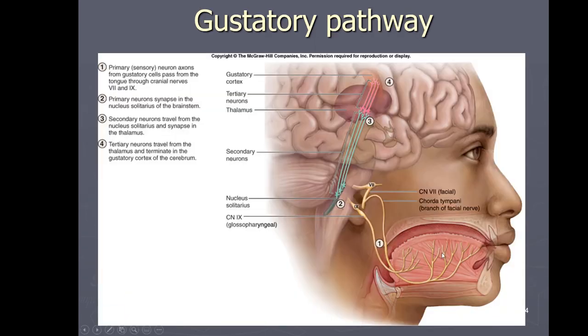And then the gustatory pathway, you can see cranial nerve 9 and cranial nerve 7 conduct, like we talked about with the cranial nerves, different parts of the tongue. For different parts of the tongue, we have these two different cranial nerves that help transmit the sensations of taste.